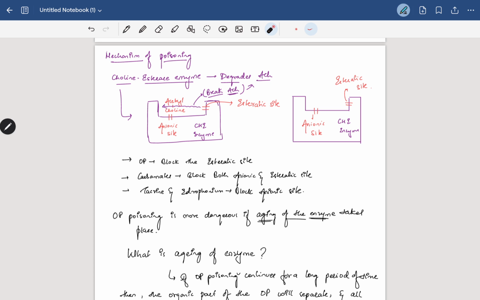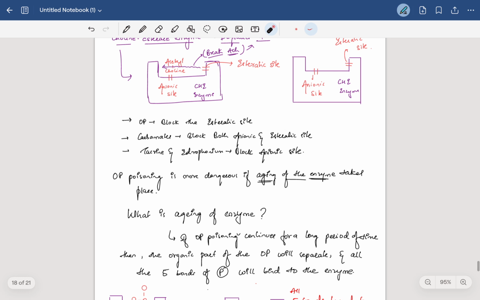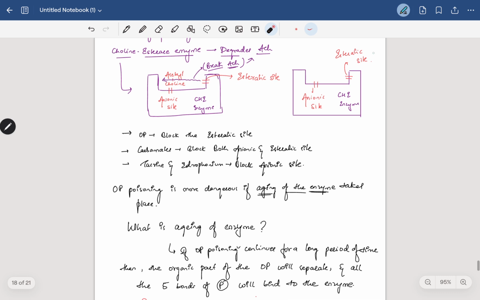Now, when we introduce anticholine esterases, for example organophosphates, they will come and bind to the esteratic site, due to which the breakdown of acetylcholine is not possible. Then you have tacrine and edrophonium. These will come and bind to the anionic site. Again, because of this, acetylcholine cannot bind there, due to which there is an increase in acetylcholine.